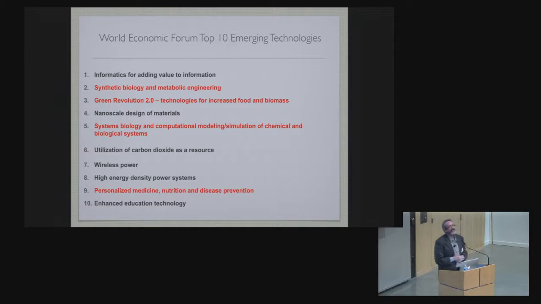Synthetic biology and metabolic engineering is number two on their top 10 list, which means they don't know very much, because we're not there yet. But I understand why they think it. They think it because if we could bring biology to bear on some of the problems you saw in the last slide, we could have a great effect that would be difficult to have any other way. And I'll explain why in a moment.